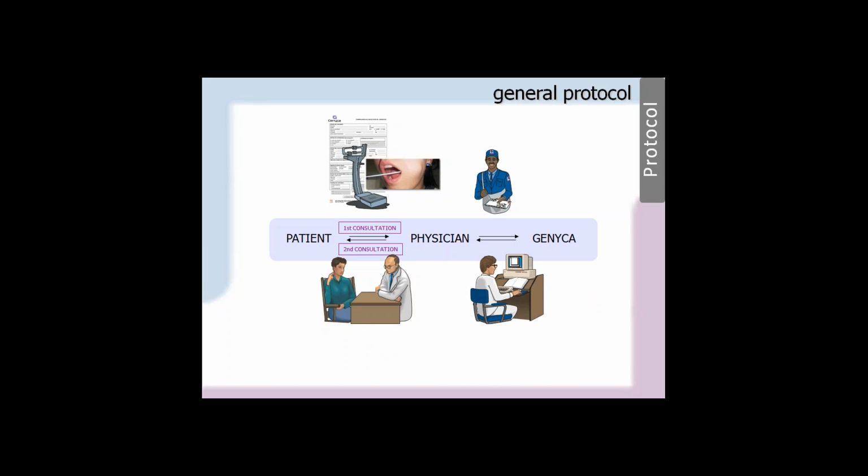Then the specialist will send by courier the samples together with the document to Genyca, and Genyca will send back by email with protected password the results to the doctor. The specialist will see the patient in a second consultation, will show the results, will explain, and will give the recommendations.